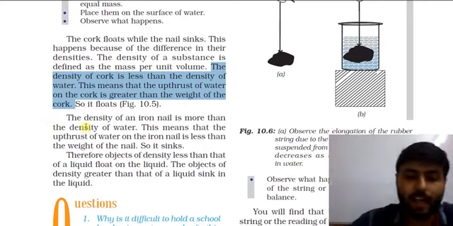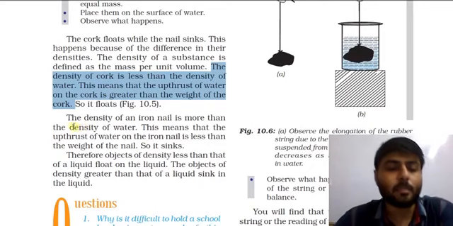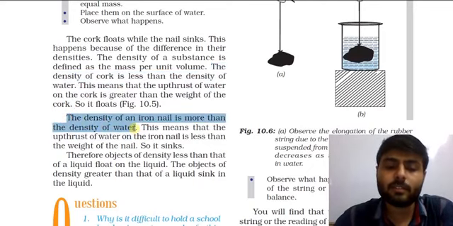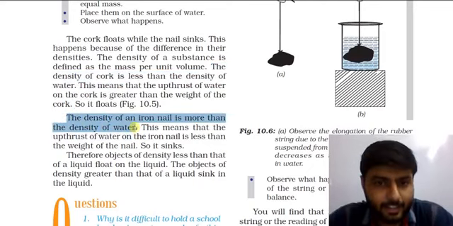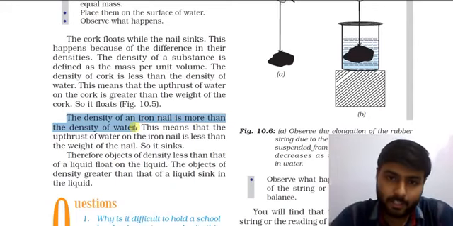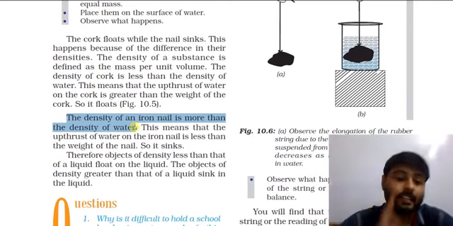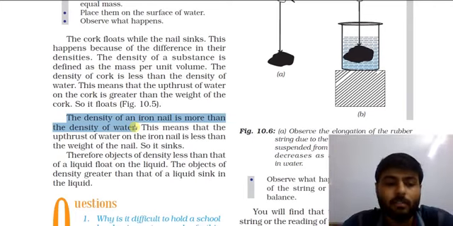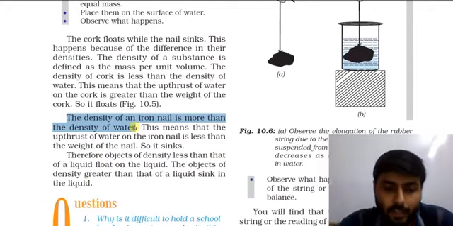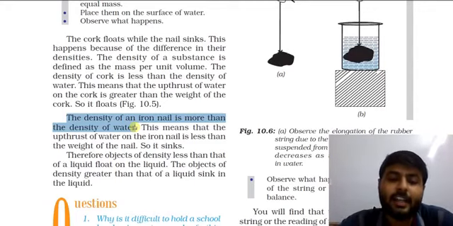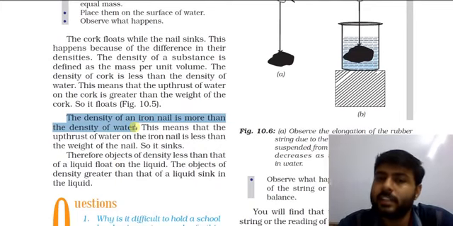The density of the iron nail is more than the density of water, for the same reason but of the opposite kind. This means that the upthrust force of water on the iron nail will be less than the weight of the nail, so it sinks.